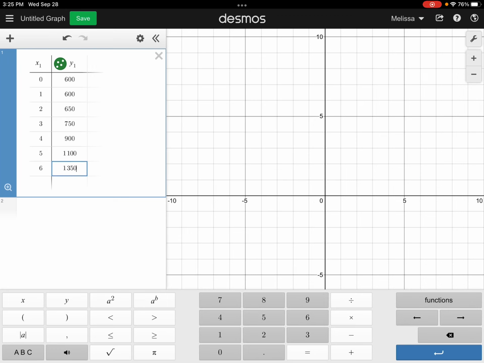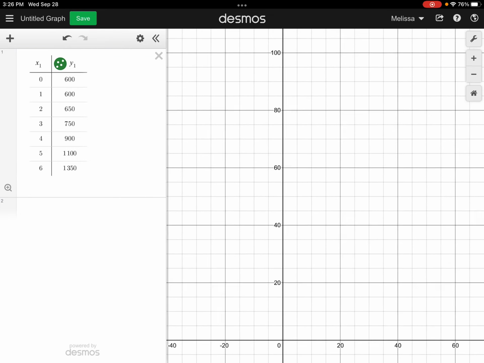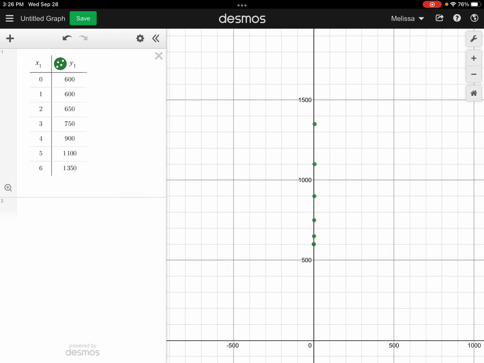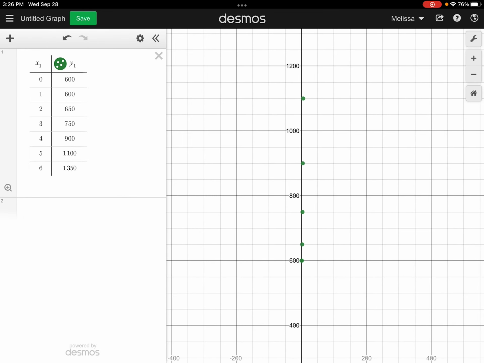And okay, so there are my points. Now obviously I can't see them, right? Because my y values are huge. See, if I can zoom in, there they are. There's my y values. Now what it's asking for, if you look at the problem, it says use graphing technology to find a quadratic regression.